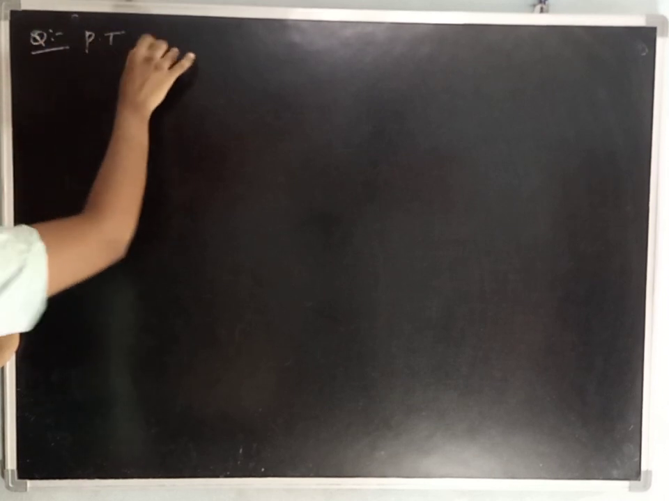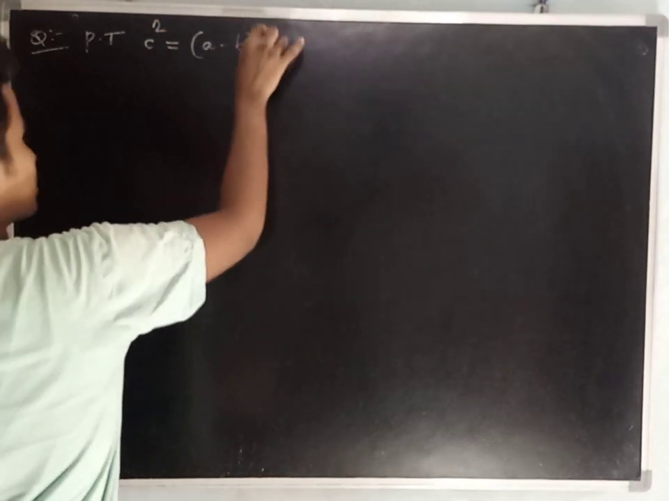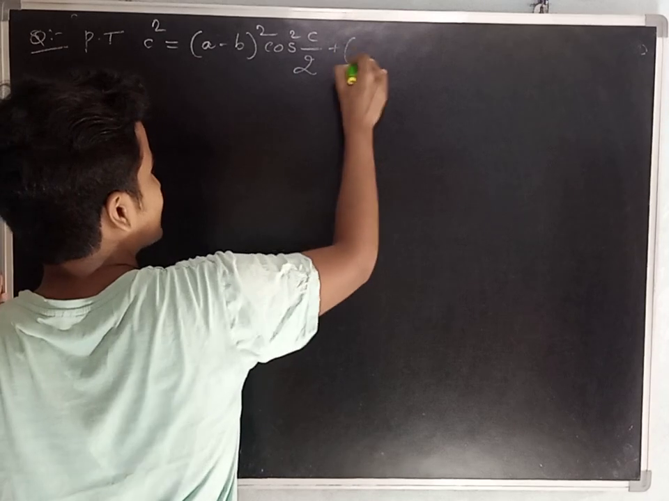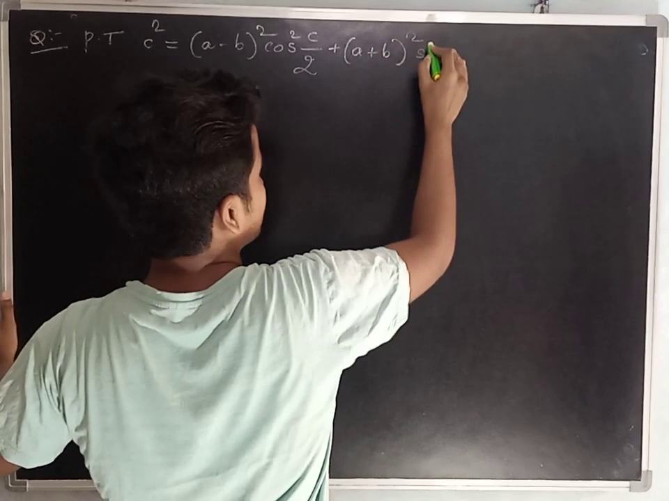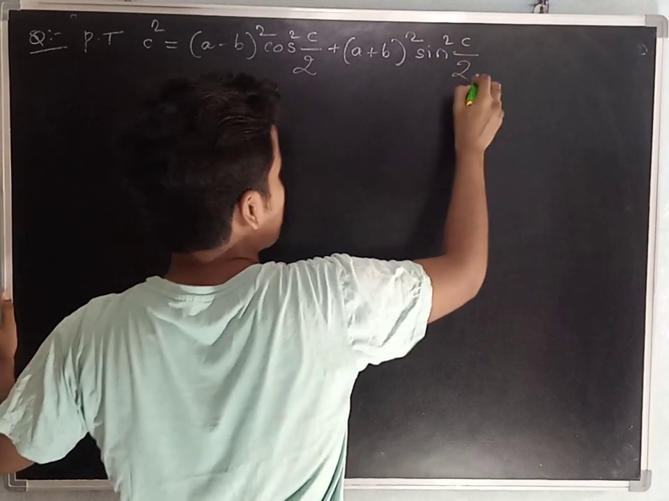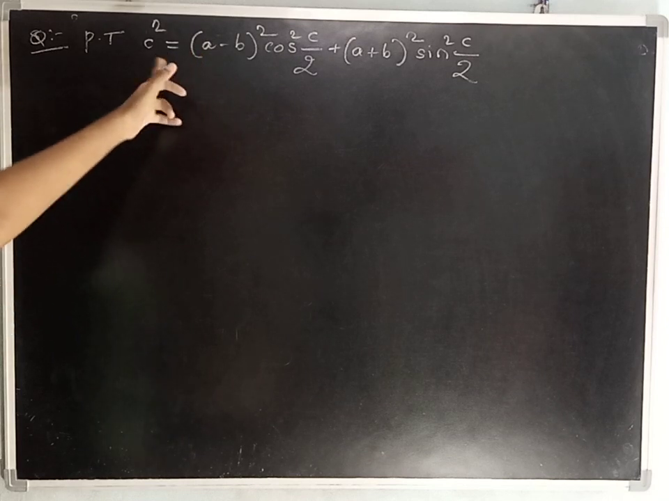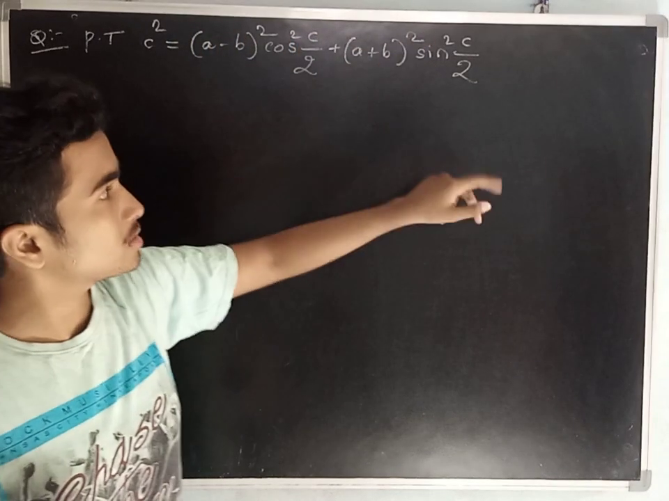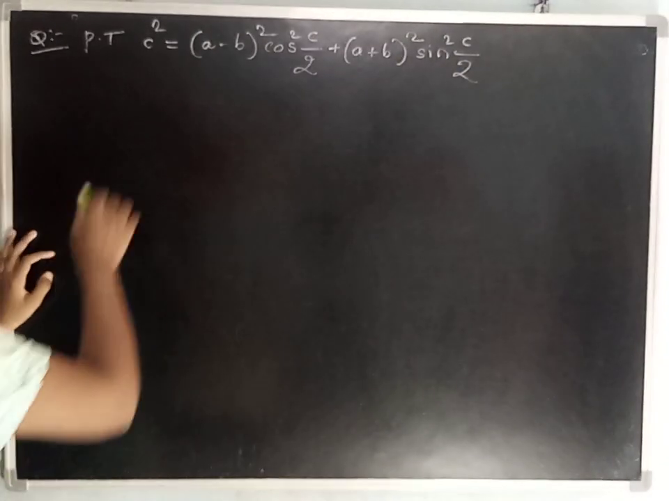Prove that c square is equal to (a minus b) whole square into cos square C by 2 plus (a plus b) whole square into sin square C by 2. This is what we have to prove.